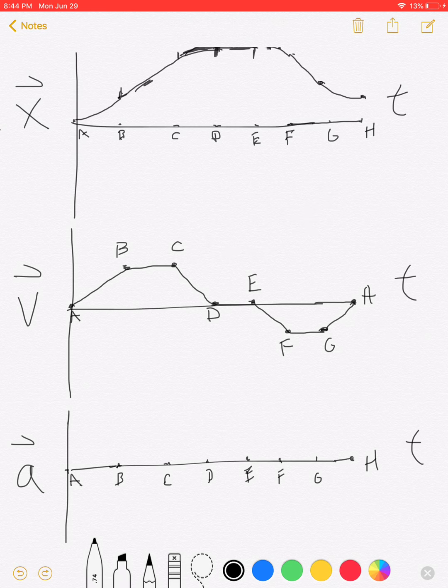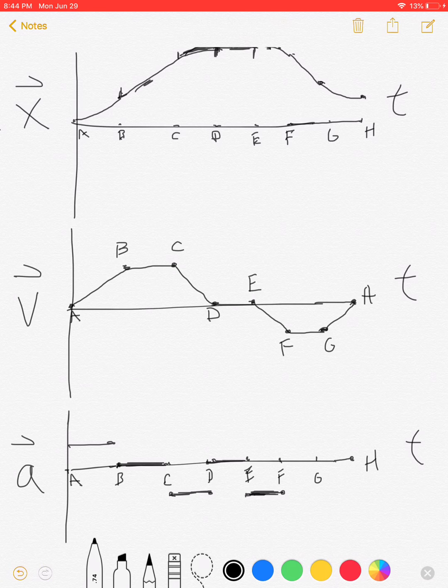Alright, now let's try the acceleration. This is pretty easy. So here, the acceleration for AB is going to be positive, right? We're increasing velocity. Then we're going to be at 0 acceleration here. And then CD, we're going to have a negative acceleration because we're slowing down. We're approaching 0, and it's a positive velocity. From D to E, we're going to be 0 again. From E to F, we're going to have a negative acceleration, right? Because we're increasing speed in the negative direction. And I'm going to say it's about the same as the other one.